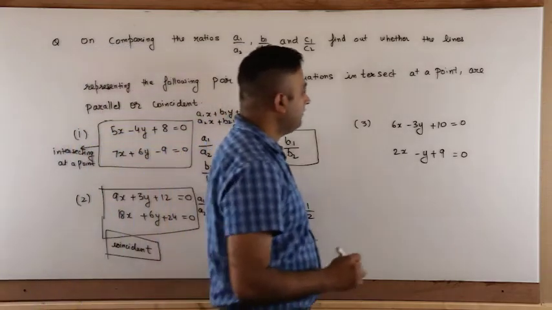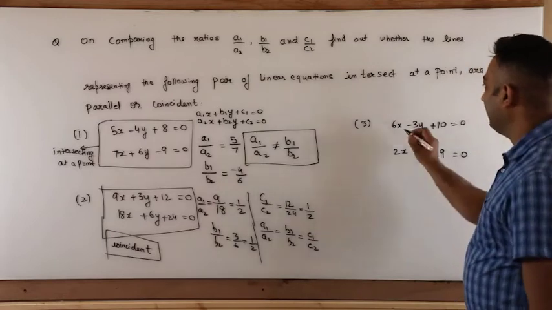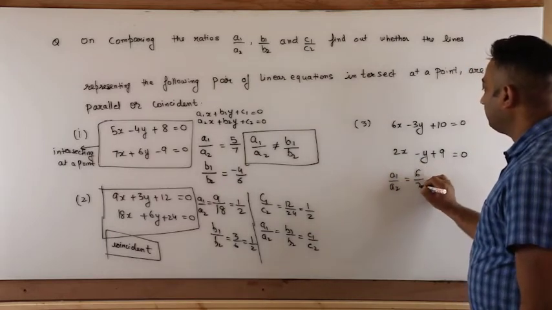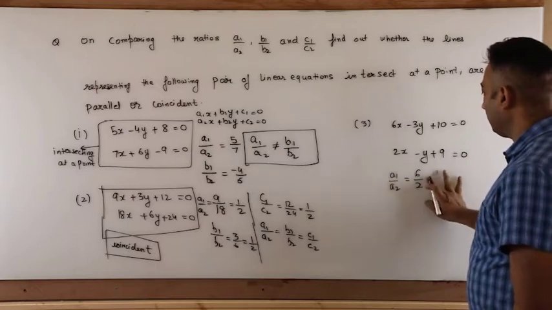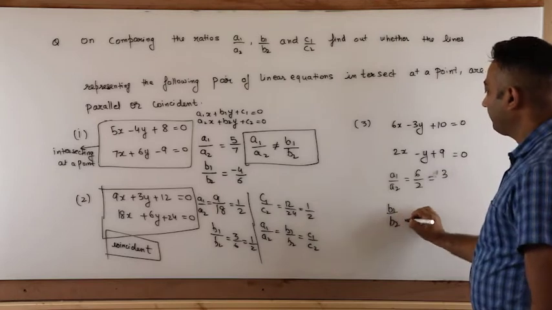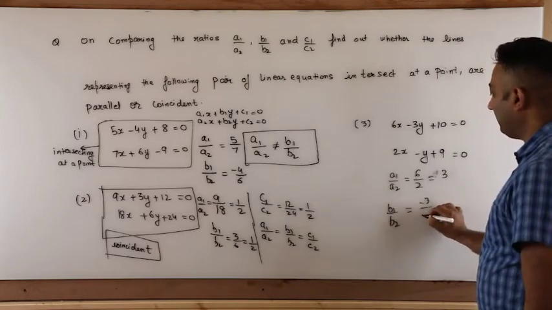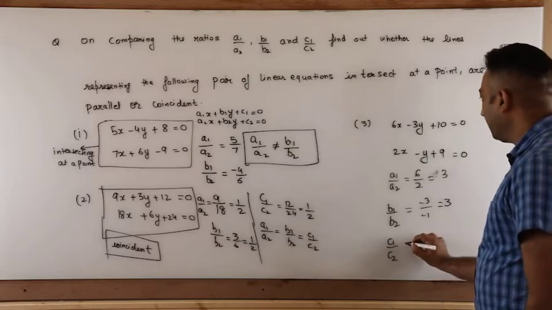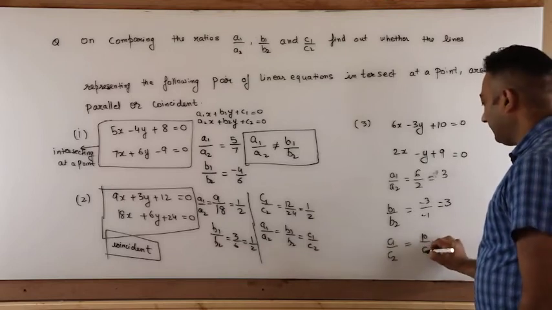Now let us solve for pair 3. In this we can see that A1 by A2 is equal to 6 by 2, which is equal to 3. B1 by B2 is equal to -3 by -1, which is again 3. And C1 by C2 is equal to 10 by 9.